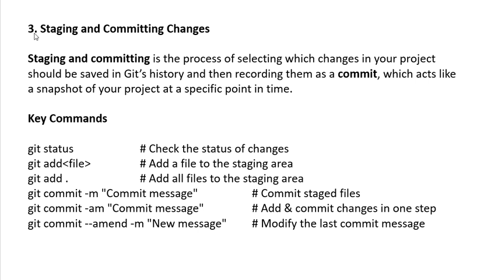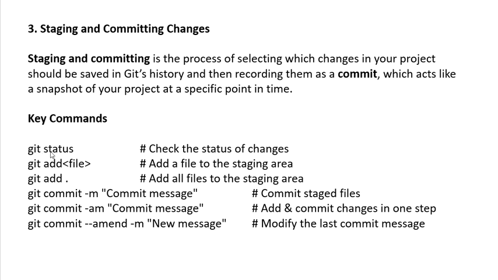The third topic is staging and committing changes. Staging and committing is the process of selecting which changes in your project should be saved in the Git repository history, and then recording them as commits, which act like a snapshot of your project at a specific point in time.